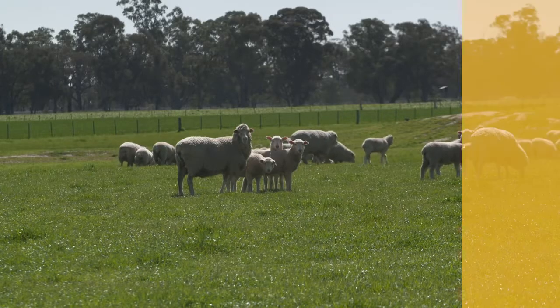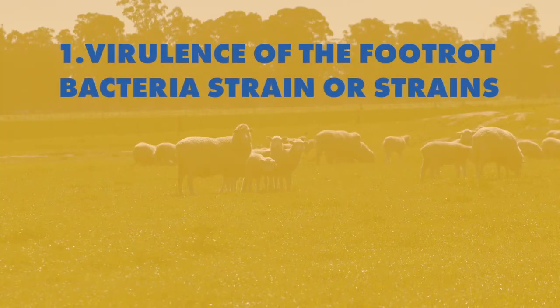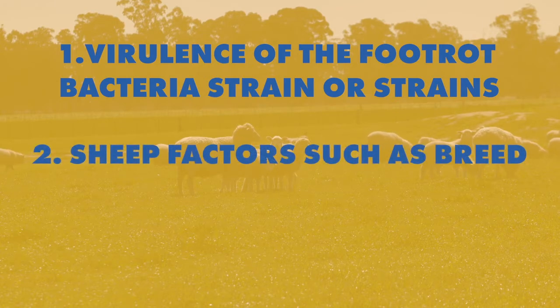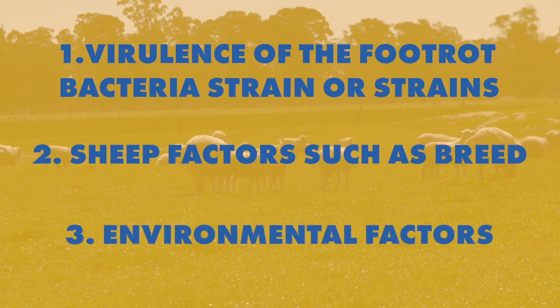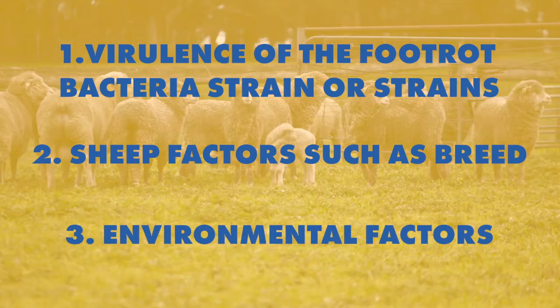The severity of foot rot depends on three factors. Firstly, the virulence of the foot rot bacteria strain or strains. Secondly, sheep factors such as breed. And thirdly, environmental factors that either accentuate or suppress signs and spread of infection.